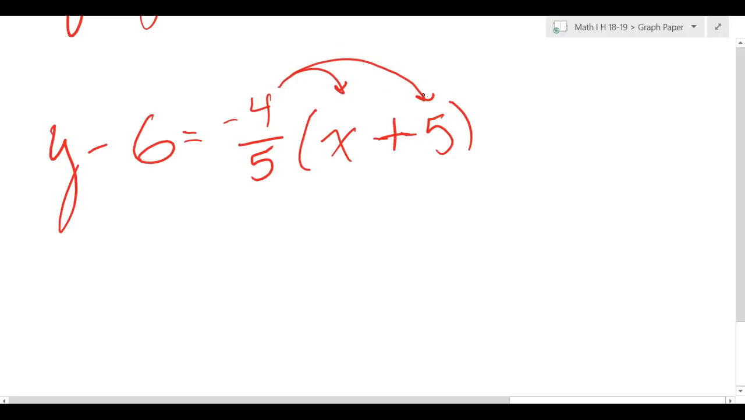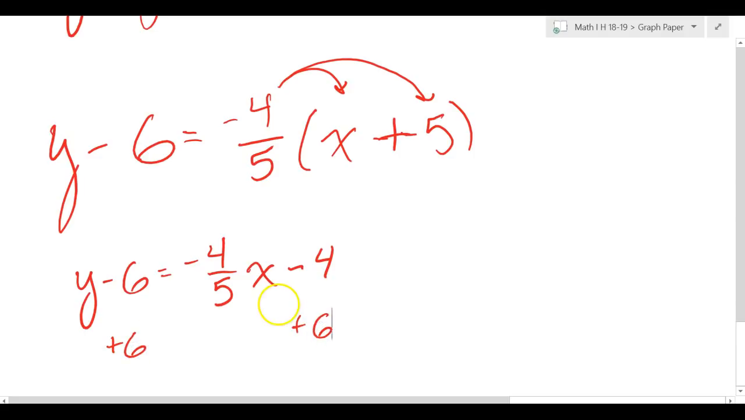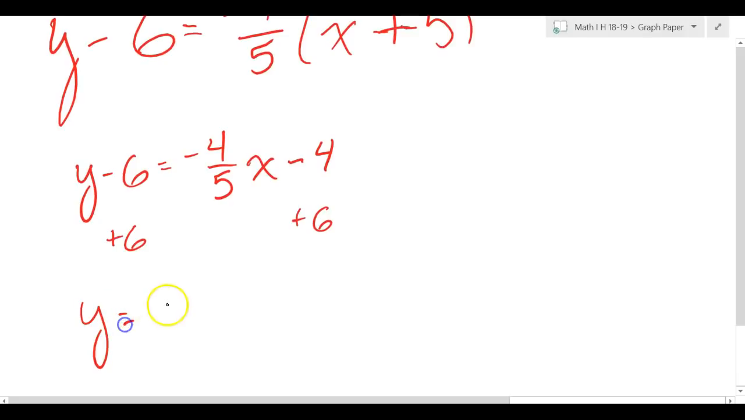This is actually not super difficult math, even though there is a fraction, and I'm sure some of you are not super jazzed about that. You're going to get -4 fifths x. -4 times 5 is -20 divided by 5. Well, -20 divided by 5 is -4. And then the final step, plus 6 plus 6. And I arrive at y equals -4 fifths x plus 2.